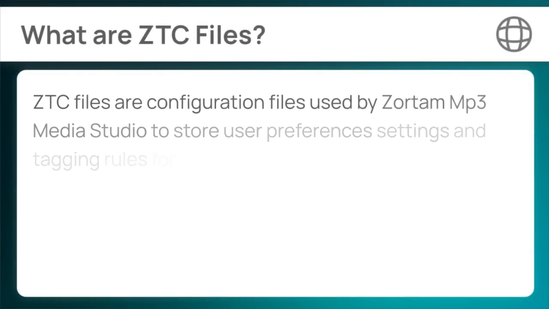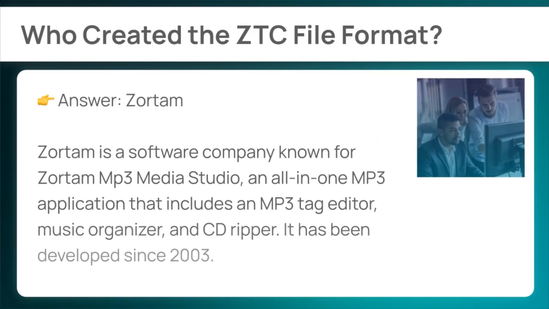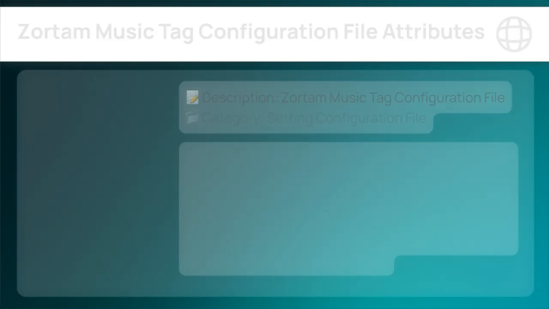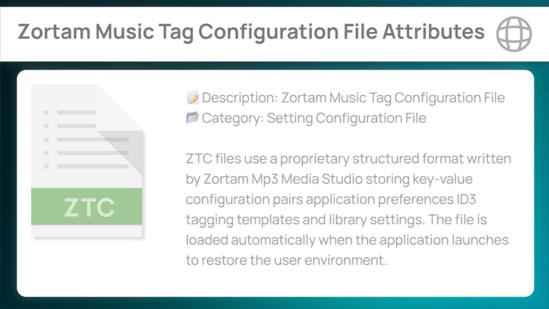ZTC files are configuration files used by Zortam Mp3 Media Studio to store user preferences, settings, and tagging rules for the music management application. They contain serialized configuration data that controls how the program organizes tags and processes audio library content. ZTC files use a proprietary structured format written by Zortam Mp3 Media Studio, storing key value configuration pairs, application preferences, ID3 tagging templates, and library settings. The file is loaded automatically when the application launches to restore the user environment.